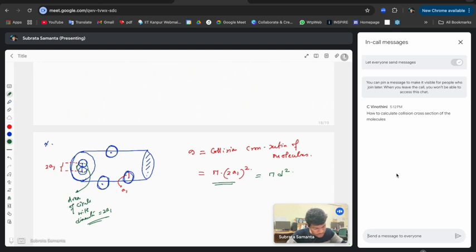Now you see that d is basically a1 to a1. So this is basically the diameter of the molecule, the diameter of every molecule. Okay, so now it's clear. Vinodini asks this question, so now it's clear.